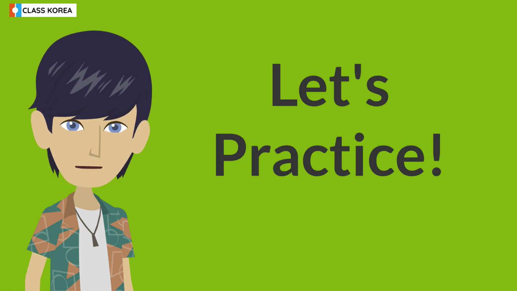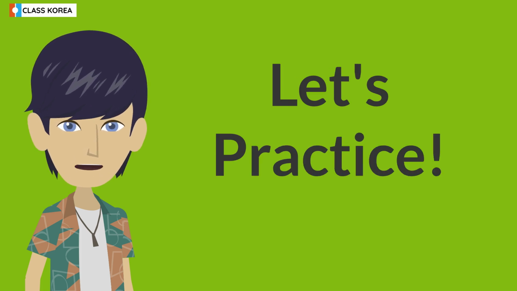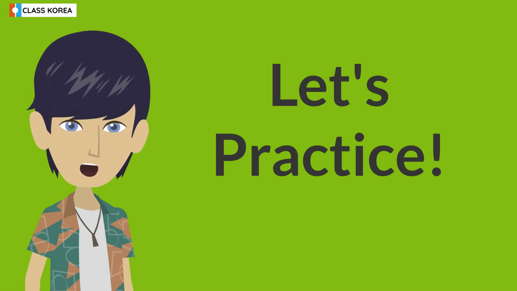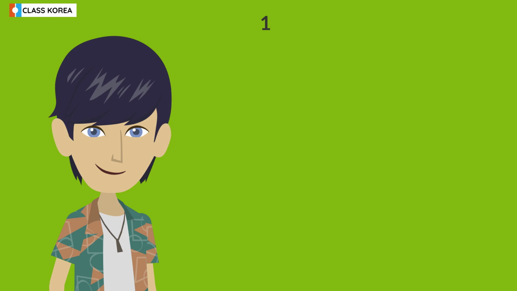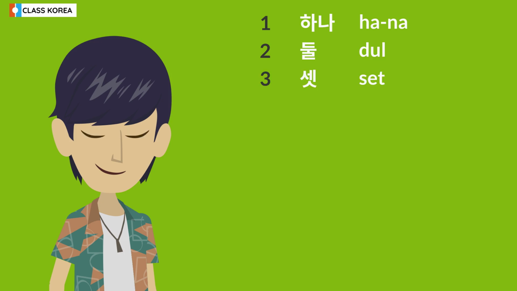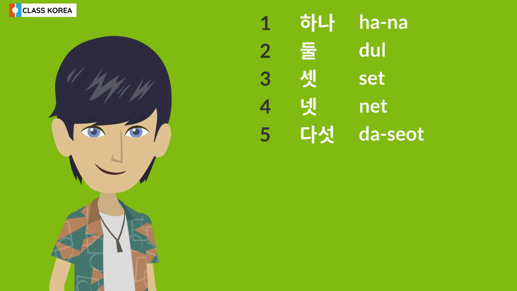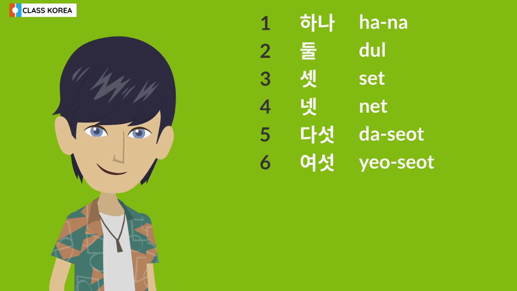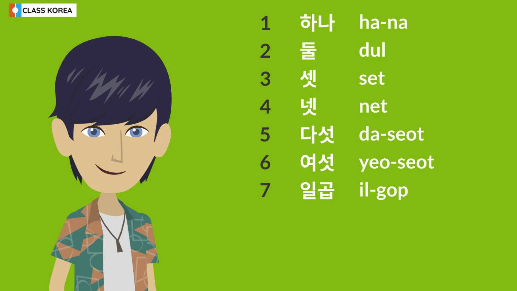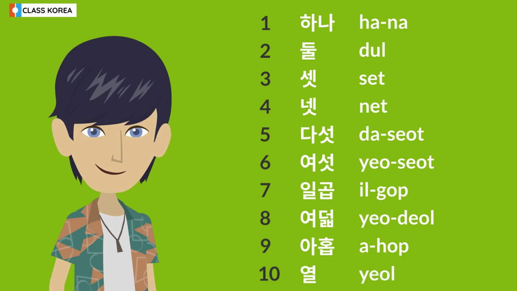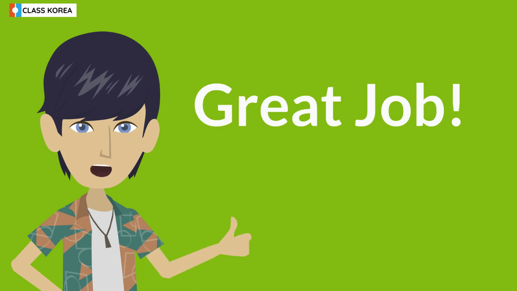Now, let's practice together. I'll say the number in Korean, and you repeat after me with the association. 하나, 둘, 셋, 넷, 다섯, 여섯, 일곱, 여덟, 아홉, 열. Great job! Now you can count from 1 to 10 in Korean using these fun associations.